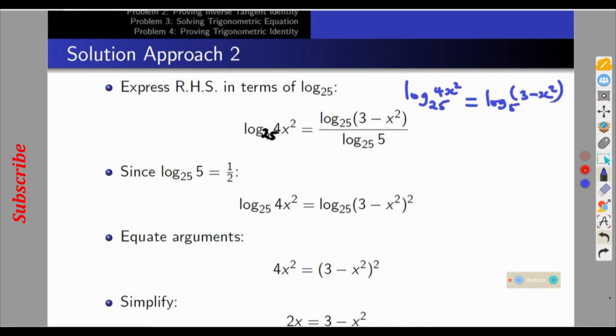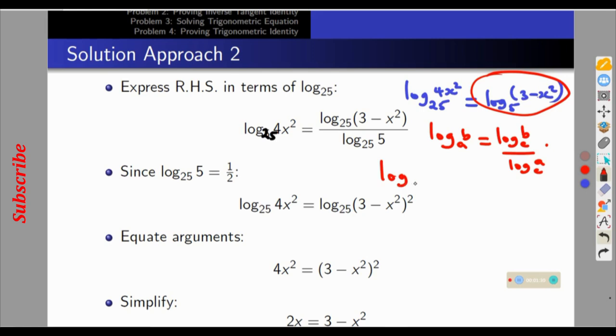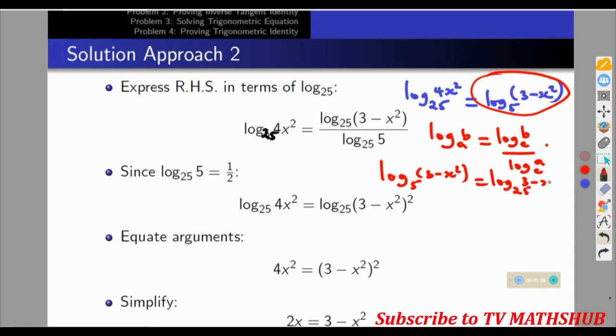So using the change of base, as we have seen, we said that if you have log of a of b and you want to change the base to log of c, then you will have log of c of b divided by log of c of a. So for that case, we want to change this one to be in terms of log of 25. So we shall have log of 5 of 3 minus x squared will be same as having log of 25, 3 minus x squared, then divided by log of 25 of 5. That is what we shall have.